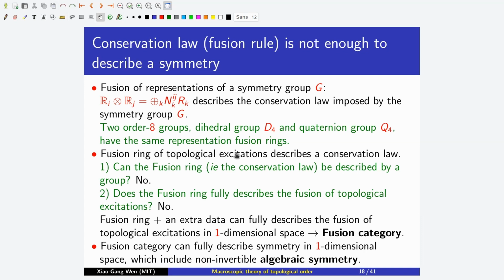So we want to say what the most general data is describing the behavior of a topological excitation. In addition to fusion N_IJK, we have something else. This fusion ring plus this actual data gives us a fusion category. It's a scary name, fusion category, but it's just a fusion ring with some actual data, actual features. And this actual data also leads to a more general way to view symmetry. So symmetry has actual features. That's the point.